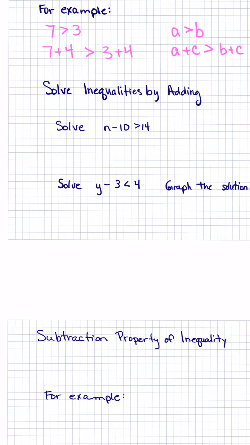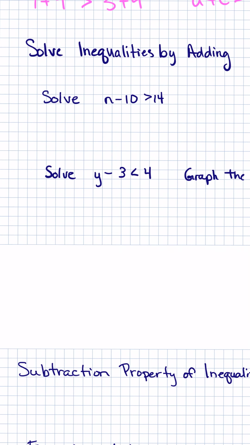Solve inequalities by adding. Here we have n minus 10 is greater than 14. We want to solve for n, so we want n by itself. Right now 10 is being subtracted. The opposite of subtracting is adding, so we're going to add 10 to both sides. And that gets crossed out. 14 plus 10 equals 24. So n is greater than 24.